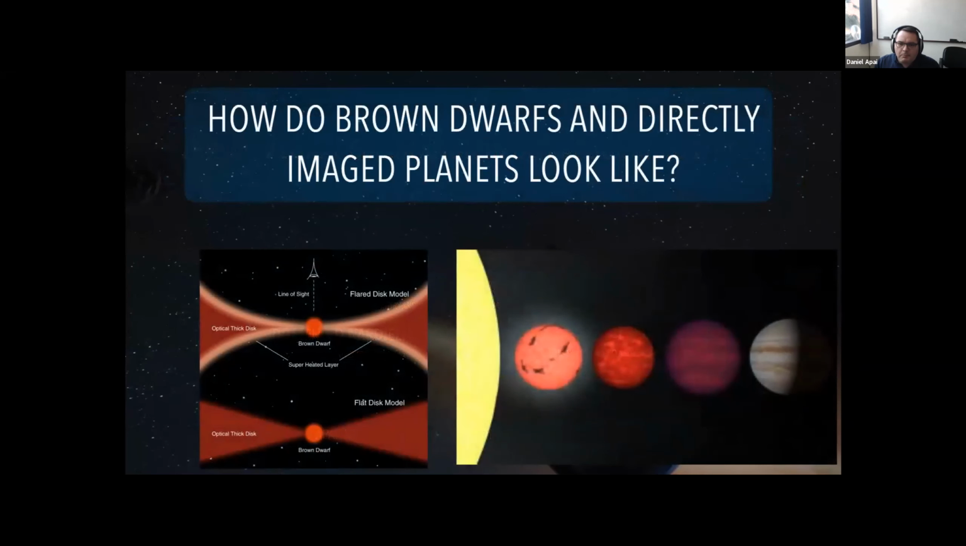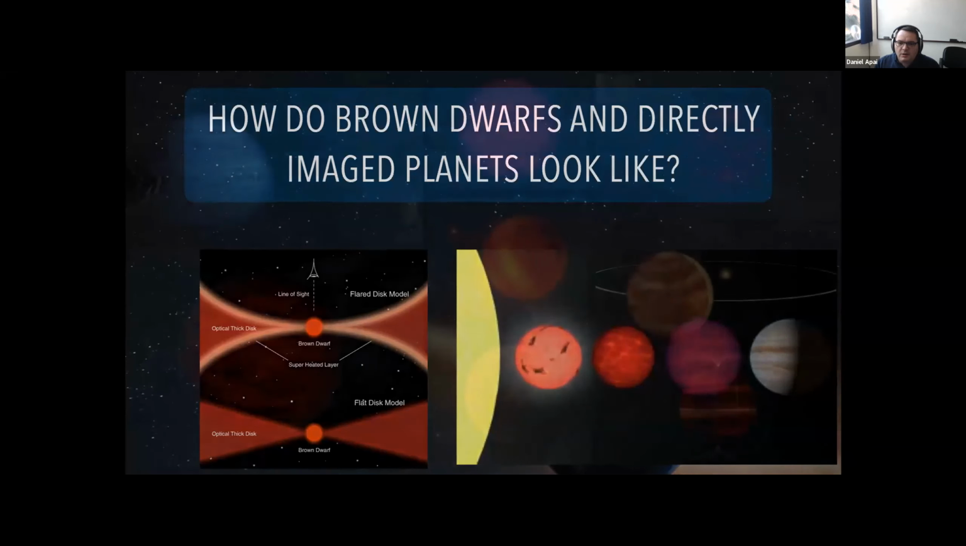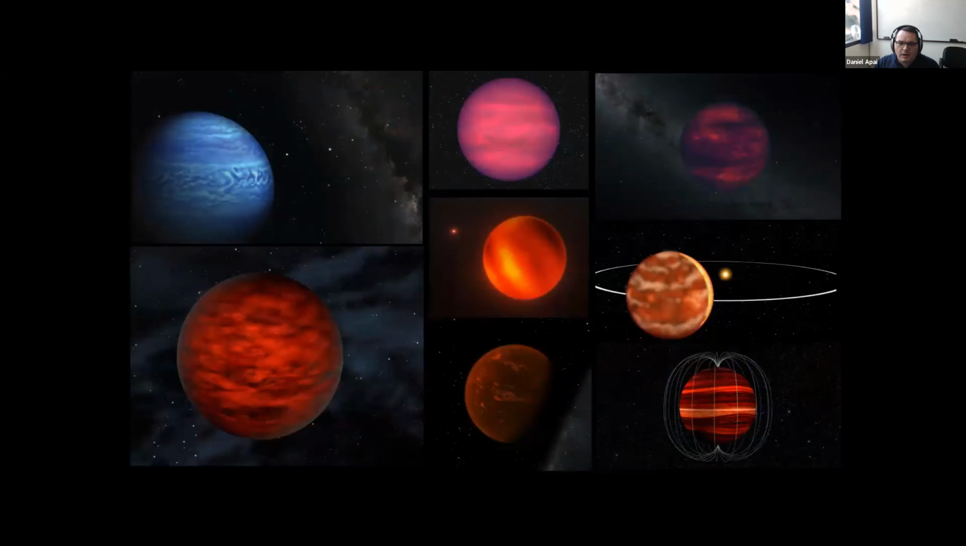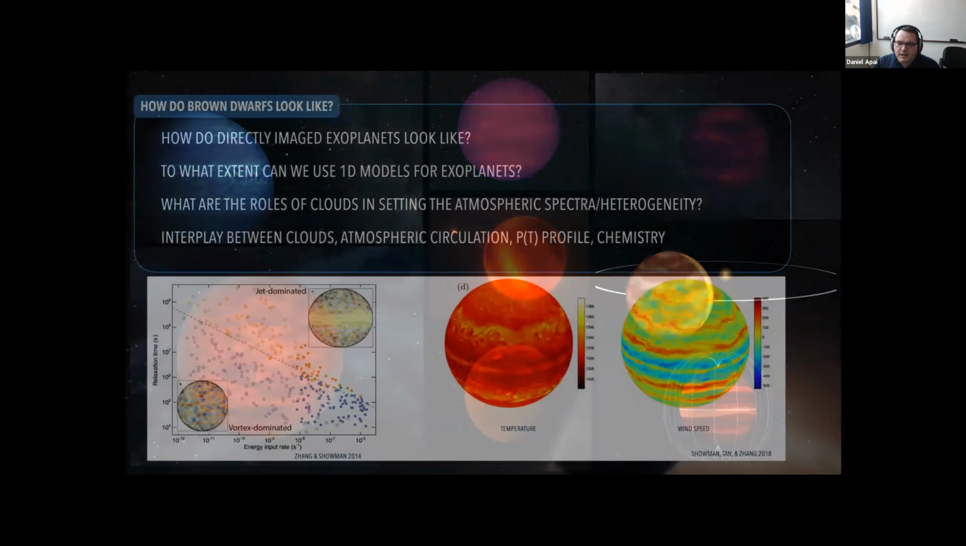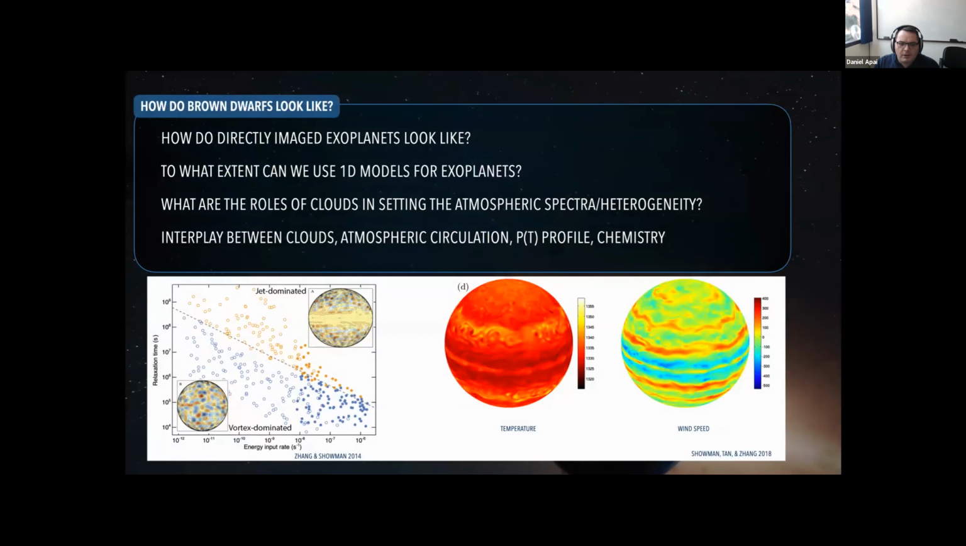So very simply put, the question that we were after in this study is, how do brown dwarfs and directly imaged planets look like? This may sound like an obvious question. You may assume that we know the answer to this, but if you look through public domains or press releases, how brown dwarfs and directly imaged planets are represented, you will actually find a surprising variety of images. And that is really reflecting our lack of understanding of these atmospheres on some level.